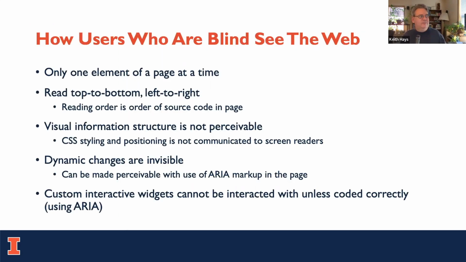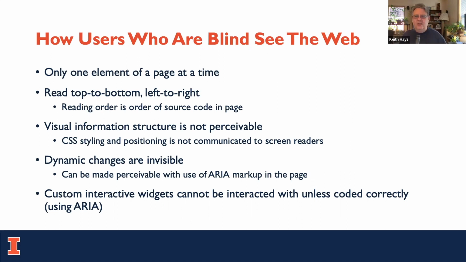But to a screen reader user, they only see one element of the page at a time. Styling doesn't matter. They can't perceive the content of images. The content is read top to bottom, left to right, and it's only anything that is in the background programmatically. So if you have image text, that's not given to them. The visual information structure is not perceivable. So CSS style and positioning is not communicated to screen readers. And so if you use CSS to change the order of content in your page, then what you're doing visually doesn't match what is being given to assistive technologies.